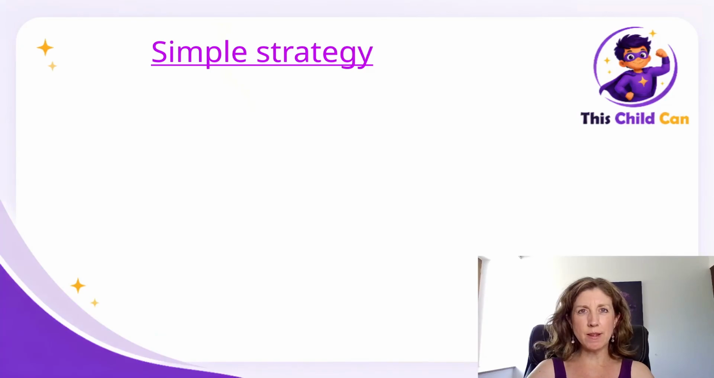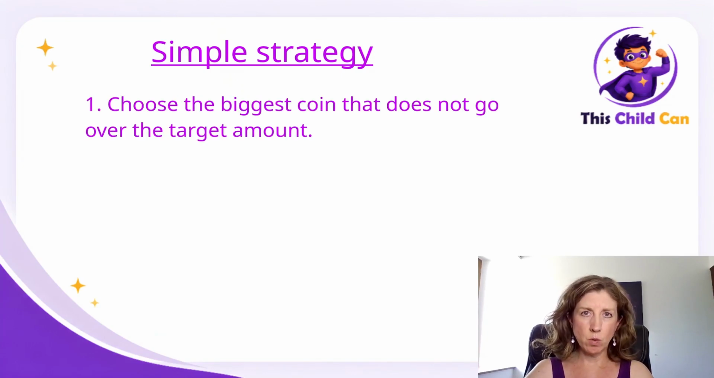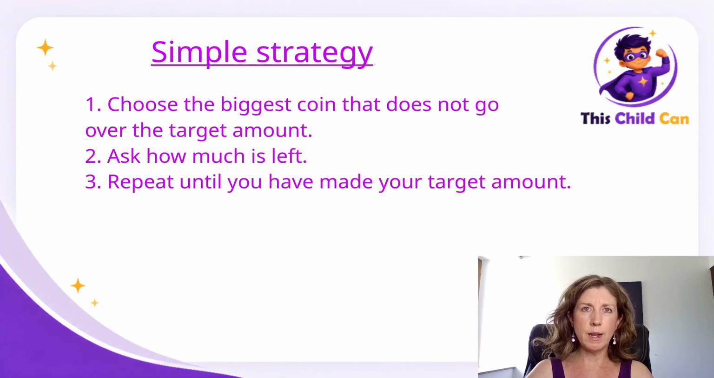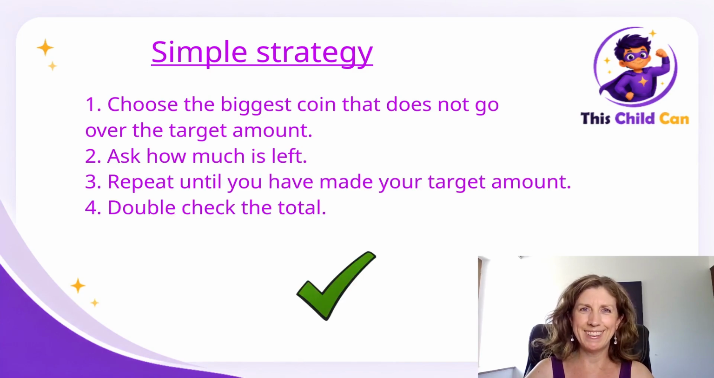A simple strategy for this is to use the same routine each time. First of all, choose the biggest coin you can that does not go over the target amount. Then find out what's left. Next, repeat this step until you have made your target amount. And finally, double check your total.